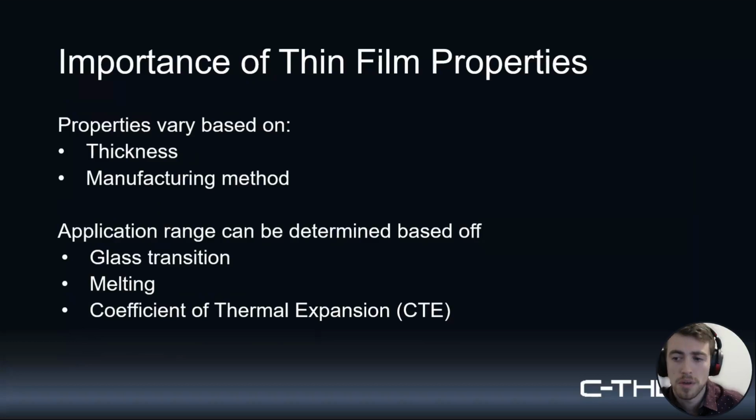One interesting thing with thin films is that their material properties vary greatly from those of bulk material, and their properties can even change based on the film's thickness or the manufacturing method. It could be the very same material, just created in a different way, and that can also affect the expansion. So knowing the thin film properties is important to determine the application of its use, for example if you want to avoid glass transition, avoid melting, or avoid the thin film expanding to a certain amount.